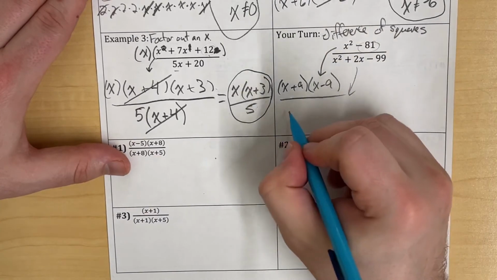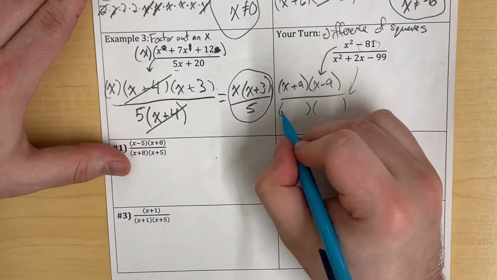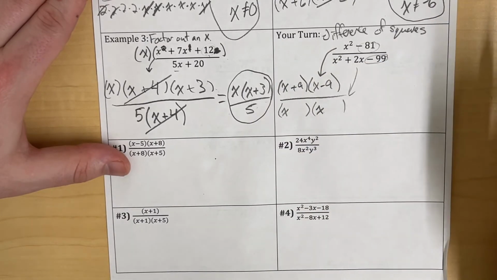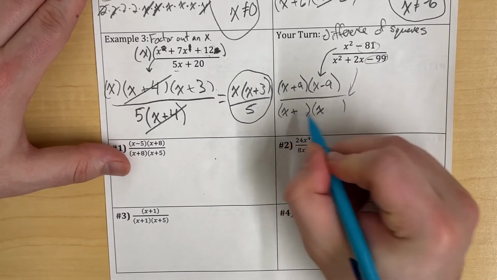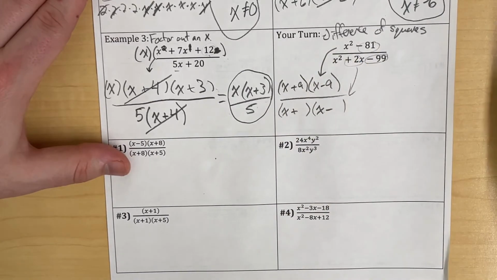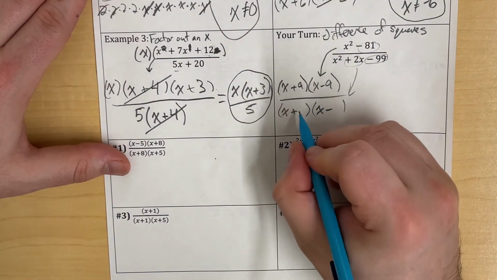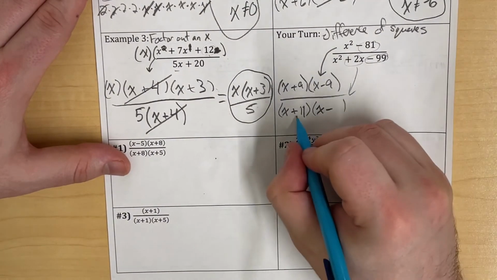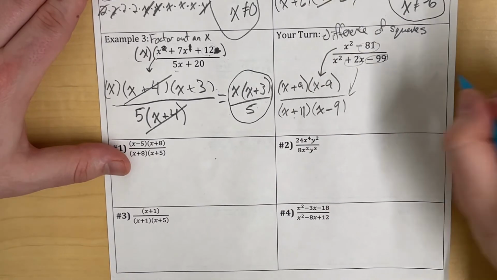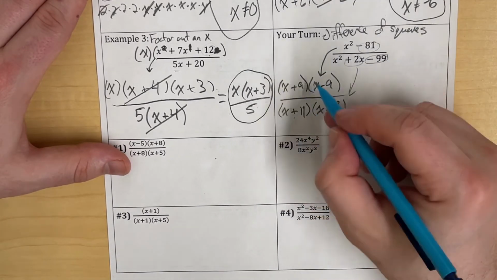And then in our denominator, again, have your foundation. I have x and x. Again, our product is negative 99, so I have different signs. And I can say, all right, our sum is 2. So that means the larger number is going to go with the positive. So I can have positive 11 and negative 9. Make sure you can cancel out your packages.